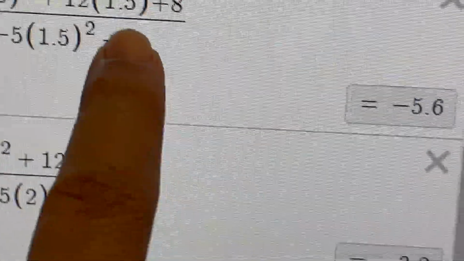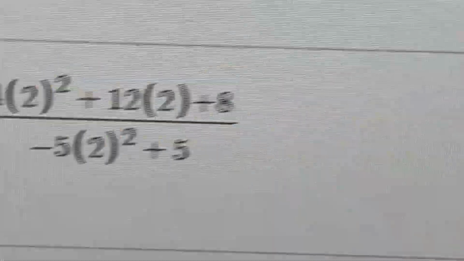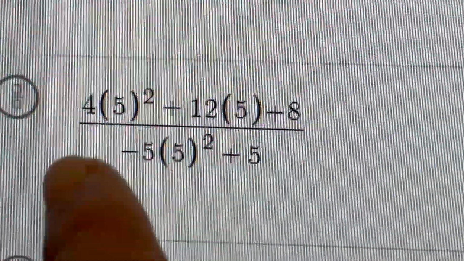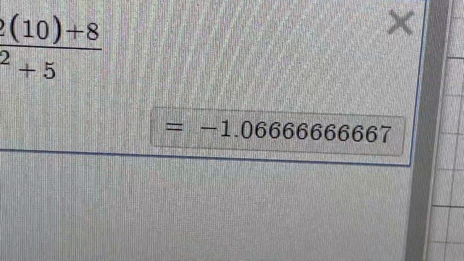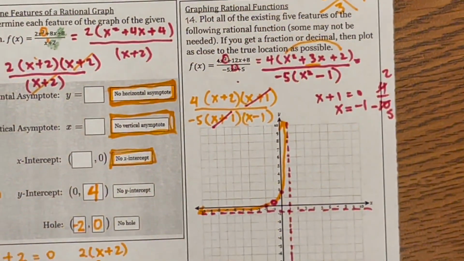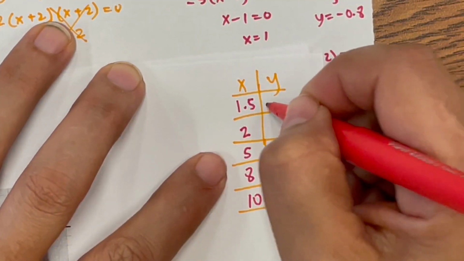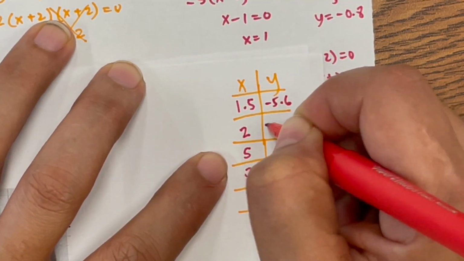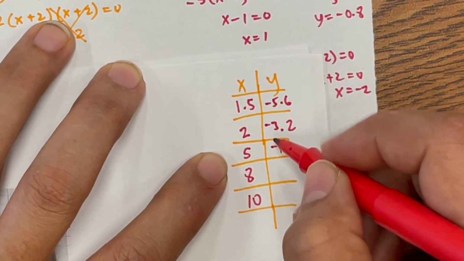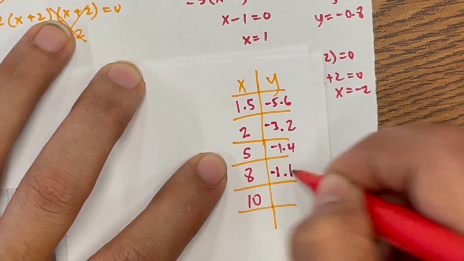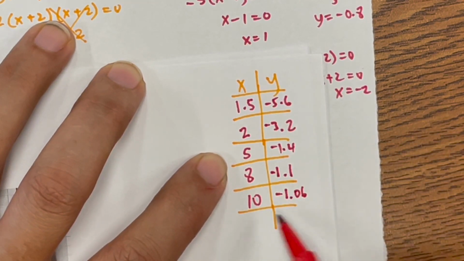Just remember, anytime you see an x, put parentheses. I'm plugging in my random numbers, 1.5, that's my answer. 2, that's my answer. Plugging in 5 for x, that's my answer. Plugging in 8, that's my answer. And plugging in 10, I get that. All right, so I'm going to go ahead and record it in my table just so I can plot my points. When I plugged in 1.5, I got negative 5.6. When I plug in 2, I get negative 3.2. When I plug in 5, I get negative 1.4. When I plug in 8, I get, to the nearest tenth, negative 1.1. And when I plug in 10, I get negative 1.06. So that just lets me know it's getting smaller.